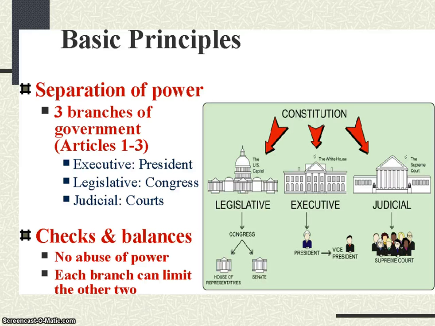Okay, your checks and balances make sure that no branch can abuse their power. So each branch can limit the other two. They have some kind of say-so over the other to make sure that no branch becomes too powerful.